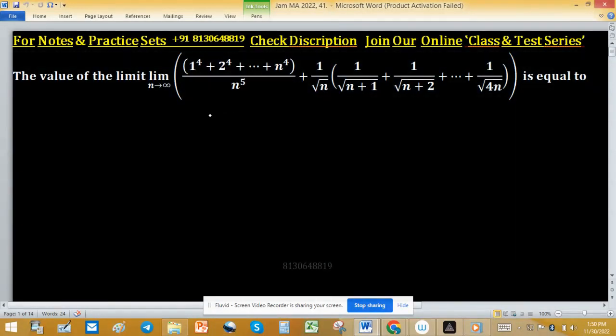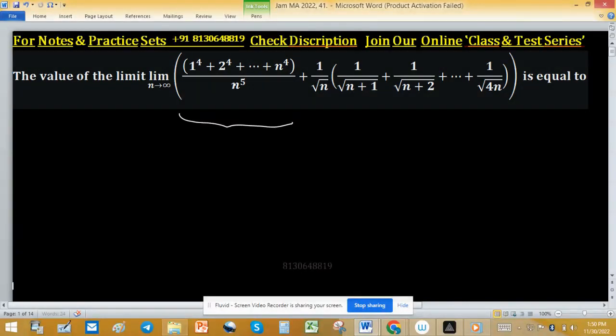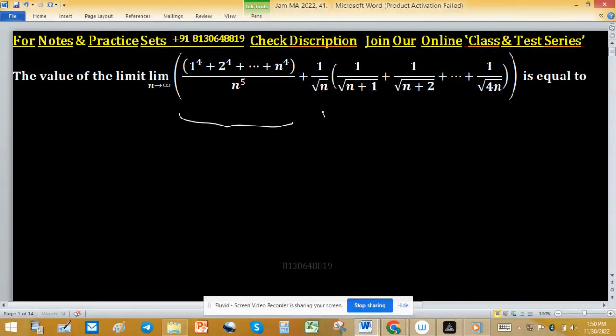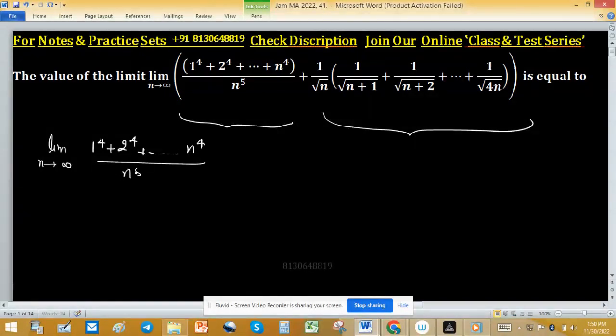Find the limit of this expression. You can divide this expression into two expressions. This is our first, and the second one is this one. So try to find the limit of the first expression: limit n tends to infinity of 1 raised to the power 4 plus 2 raised to the power 4, and so on, up to n raised to the power 4, divided by n raised to the power 5. As you can observe, the powers are 4. That's why you can resolve this power into n raised to the power 4.